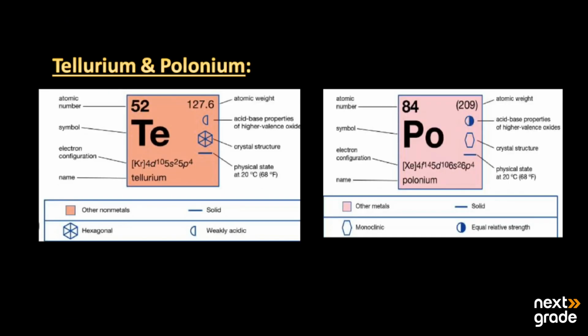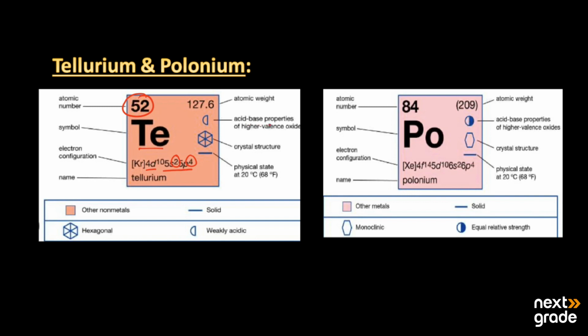After this we have tellurium and polonium. These are also two elements of group 6A, in which the first one is tellurium. Its atomic number is 52. According to its atomic number 52, its electronic configuration for the valence shell is 4d10, 5s2, and 5p4. So 6 electrons are present in its valence shell.